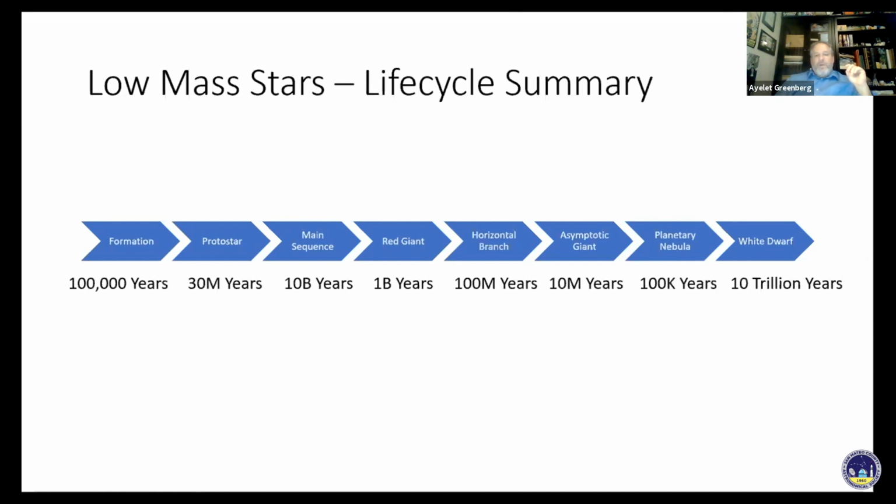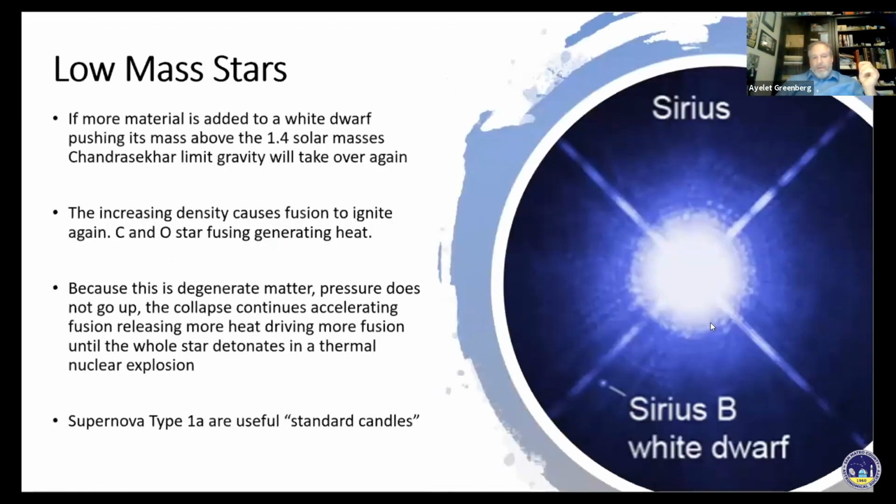Okay. So just to finish off, there's another way that a white dwarf can end its life, and that is if it is accreting more material onto it. So in some cases, white dwarfs might be a companion to another star, and they might be picking up some material, siphoning off some gas from that star. And if they get to be more than 1.4 or 1.38 solar masses, which is also known as the Chandrasekhar limit, gravity takes over again.